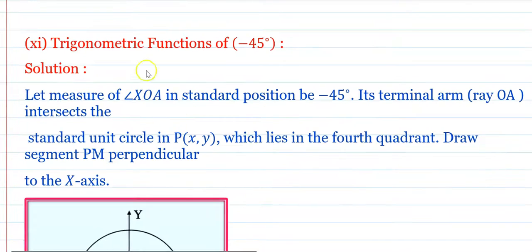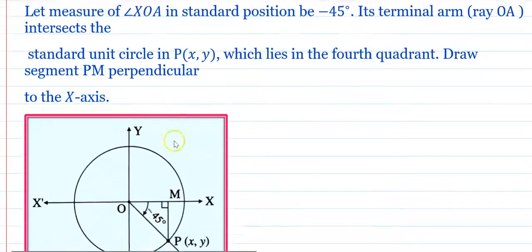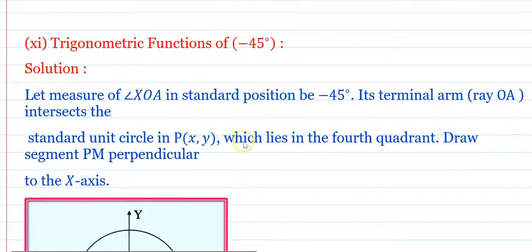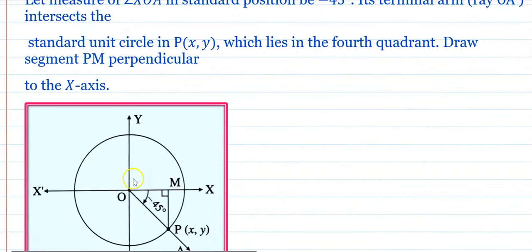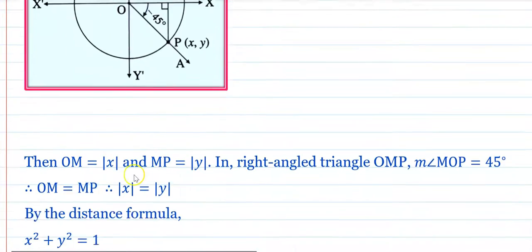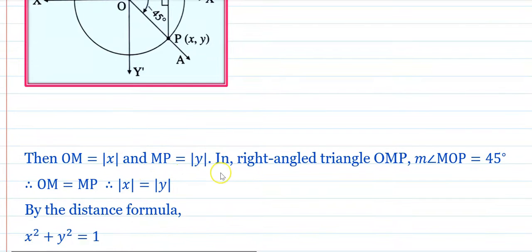Now the next problem, trigonometric functions of minus 45. Let the measure of angle XOA in a standard position be minus 45 degrees. Its terminal arm ray OA intersects the standard unit circle in point P, which lies in the fourth quadrant. Draw PM perpendicular to the x-axis. OM is equal to mod of x and PM is equal to mod of y.